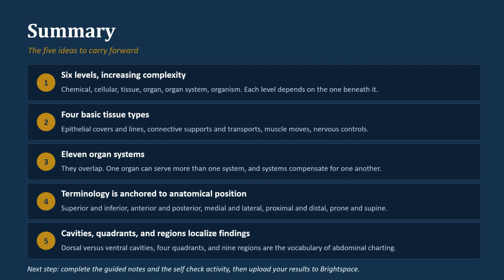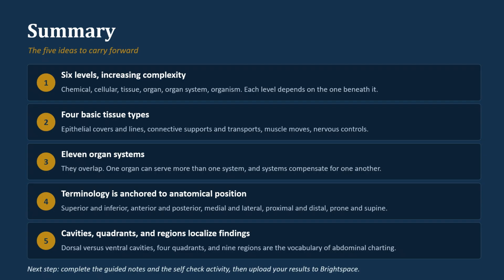Epithelial tissue covers and lines and forms glands. Connective tissue supports, binds, protects, and transports, and it is the most abundant type. Muscle tissue contracts to produce movement in three forms: skeletal, smooth, and cardiac. Nervous tissue generates and transmits impulses.